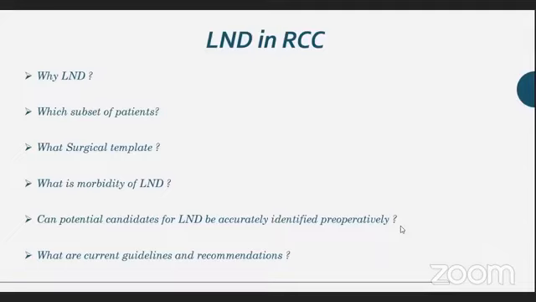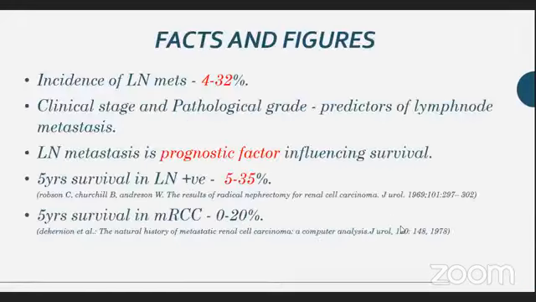Why lymph node dissection? Which subset of patients should we do? What is the surgical template? What is the morbidity associated with it? And are there candidates who can be predicted beforehand so that they can be included for the lymph node dissection? And what are the current recommendations? So these are the facts and figures.